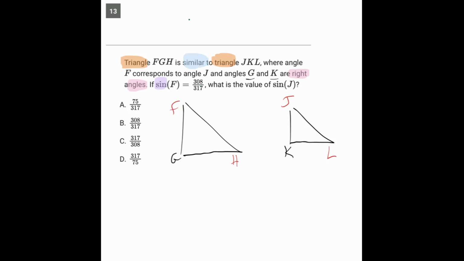So we can make sense of that by using SOHCAHTOA. That acronym tells you that the sine is the opposite over hypotenuse, cosine is adjacent over hypotenuse, and tan is opposite over adjacent. So we're talking about the sine of F.